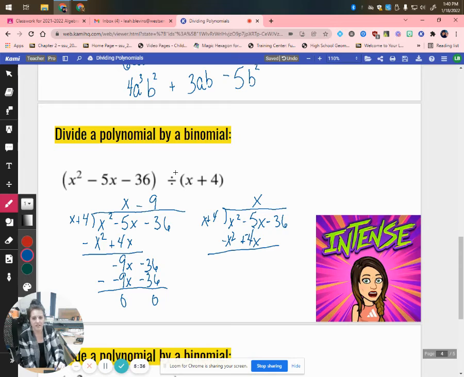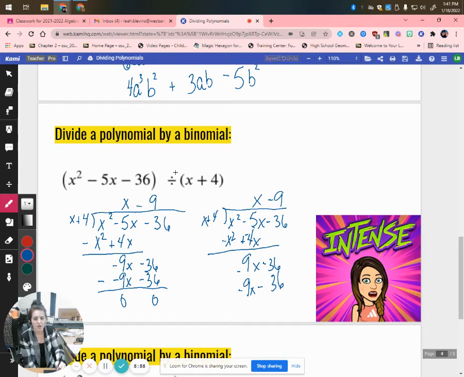x plus a negative x is 0. Negative 5 and negative 4 is negative 9. Bring down my negative 36. Again, we're still doing the same thing. I know that I'm going to have a negative 9 here. So negative 9 times x is negative 9x, and then negative 36.